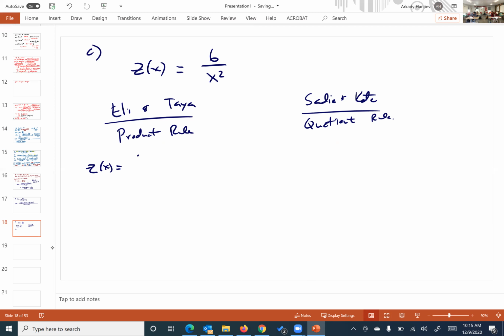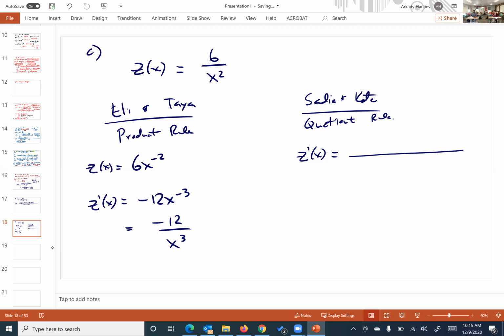A little manipulation needs to happen here. Sorry, it's not even a product rule. It was just a power rule at this point, right? Eli and Taya, you do that. So what is the derivative of x squared? You can just use the power rule. Use it.